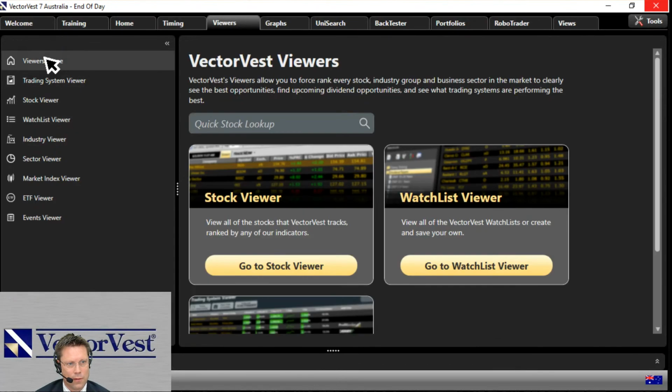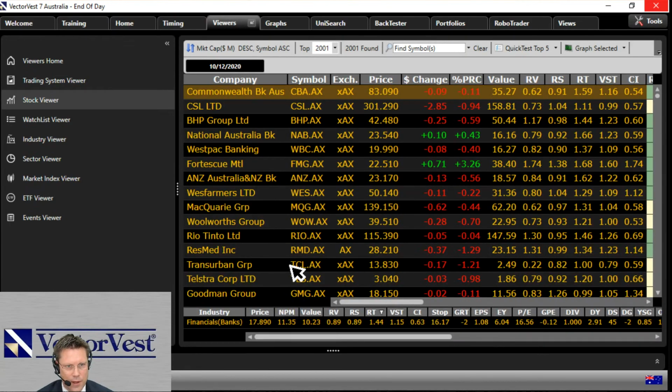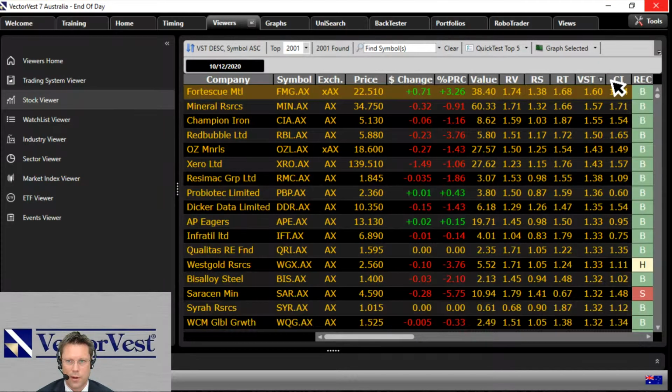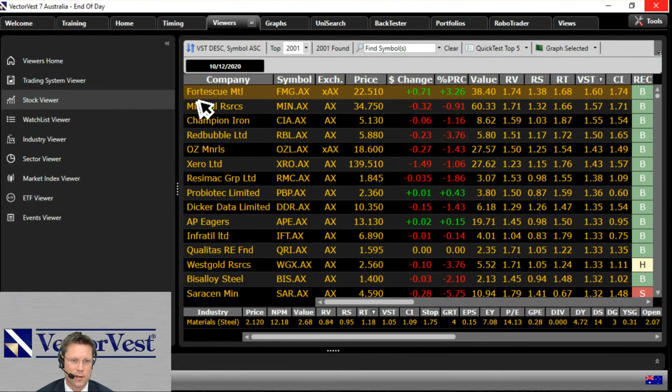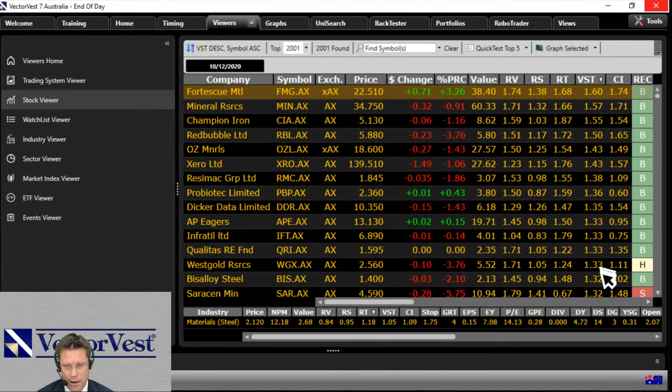VectorVest, when you first click on viewers, you've got this tool here called Stock Viewer. So what Stock Viewer does is it fires up the best fundamental technical stocks for you each and every day. Now, right, if I click by VST, I'm sorting it by the biggest companies here. All right, so here we go. Look at that. Surprise, surprise, Fortescue Metals at the top. Mineral Resources at the top. Surprise, surprise. So there, I think there were 2 that we had, right? It does it for you every day. So it analyzes, ranks, and sorts the best fundamental technical stocks at the top list for you.